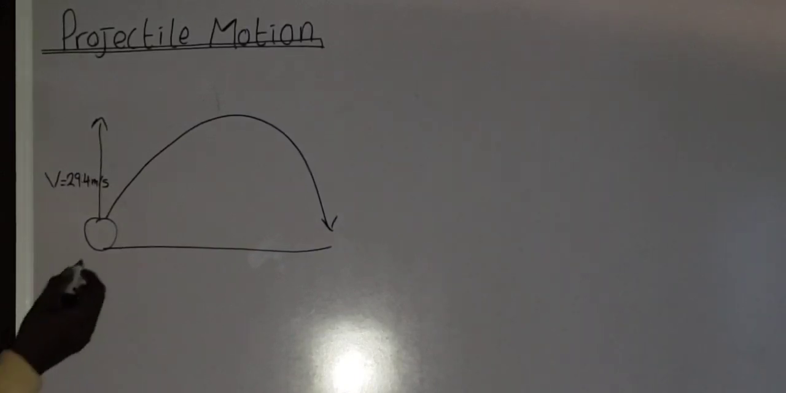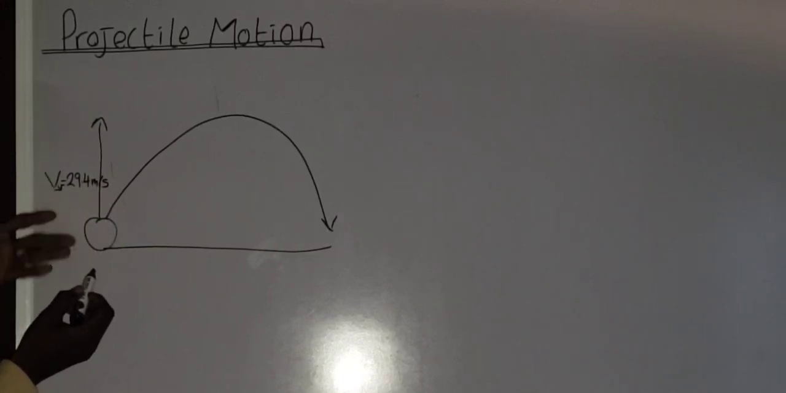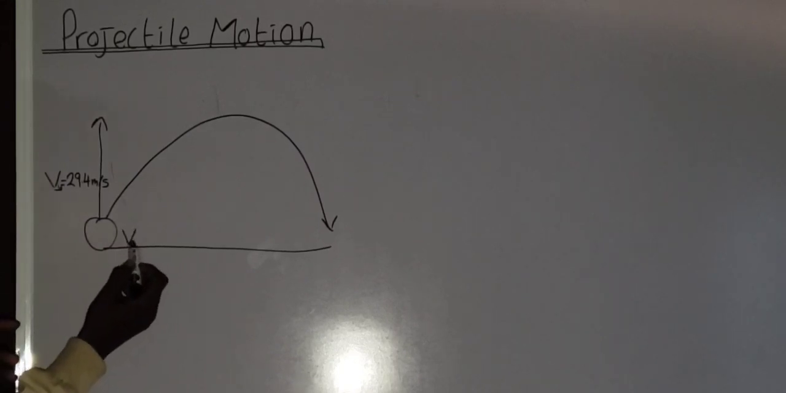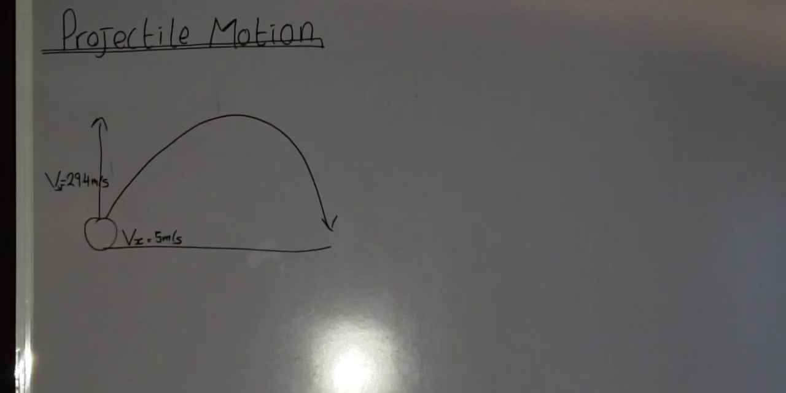Now, the question now says, let's say along the x-axis, that is Vx, and along the y-axis, that is Vy. The velocity along the y-axis is this, and the velocity along the x-axis is say 5 meters per second. Do you understand? Okay. Now, what will happen to both Vy and Vx after 1 second? Please, I want you to pay attention.